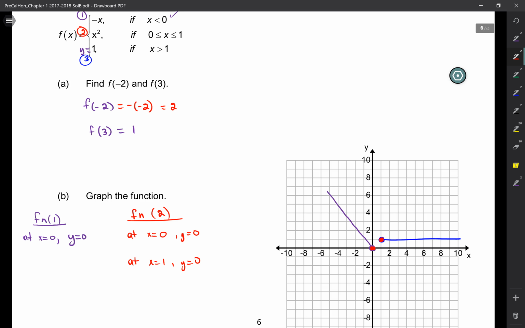And then in between, it's x squared. That's a parabola. So just make it look like a parabola. Okay? So that's how that's going to work.